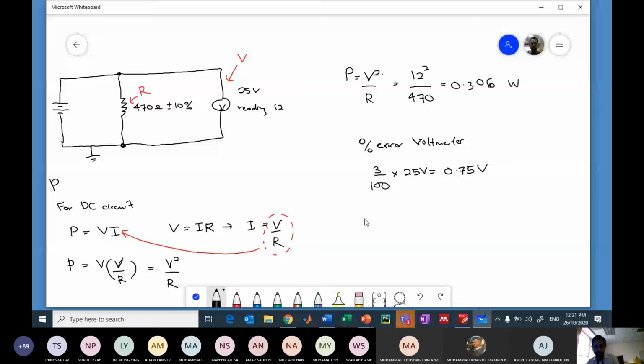So the reading is 12, so 0.75 volts divided by 12 volts multiplied by 100%, you are going to get 0.75 divided by 12 times 100, you are going to get 6.25%. Because the voltage cancels out.